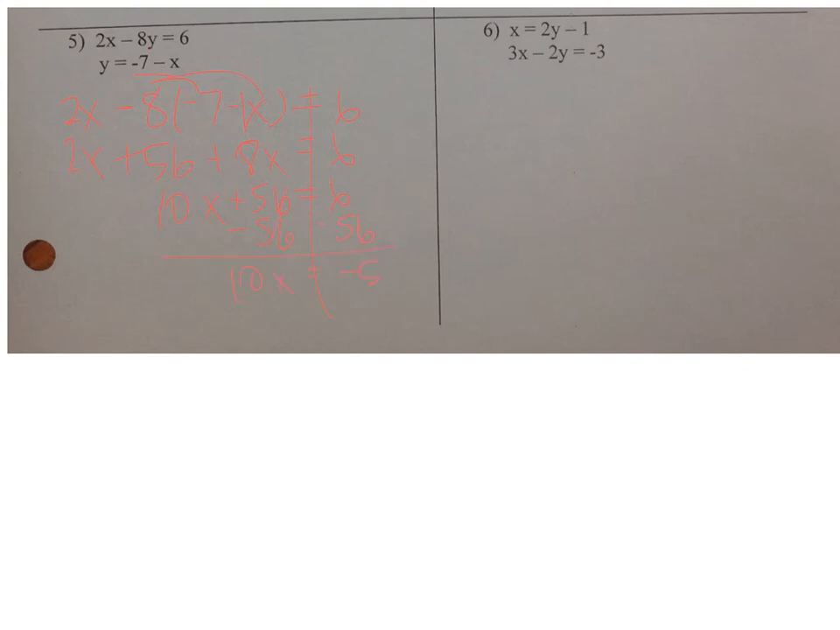10x equals negative 50. Divide by 10, and x equals negative 5. So for this one, negative 5 is my x, and my y is negative 7 minus negative 5, which gives me a double negative, so y equals negative 2.